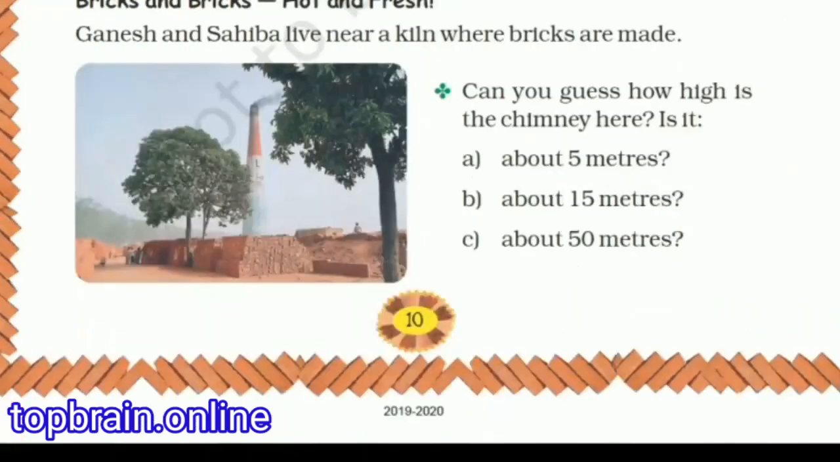Observe this picture. This is a picture of a kiln where bricks were made. These are the stacks of bricks. Observe this picture. This is called a chimney. Can you guess the height of this chimney? Guess. Is it about 5 meters or 15 meters or 50 meters? Guess yourself. My guess is 50 meters.